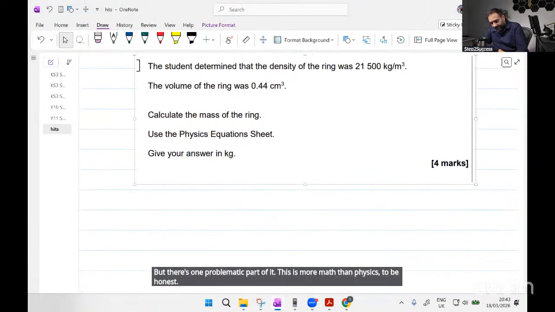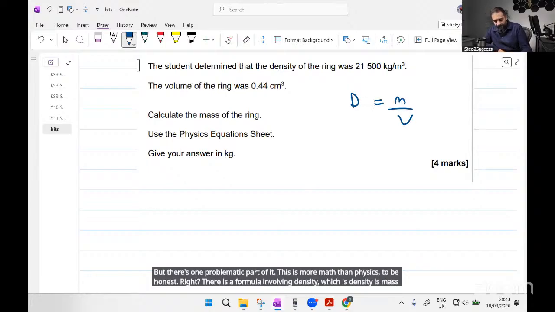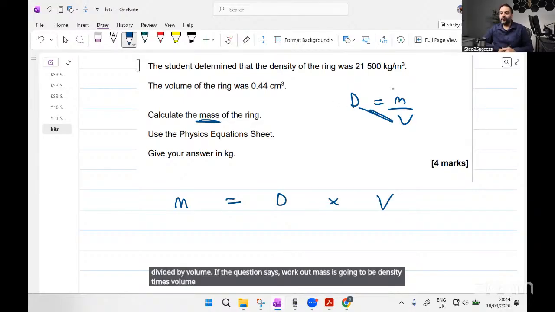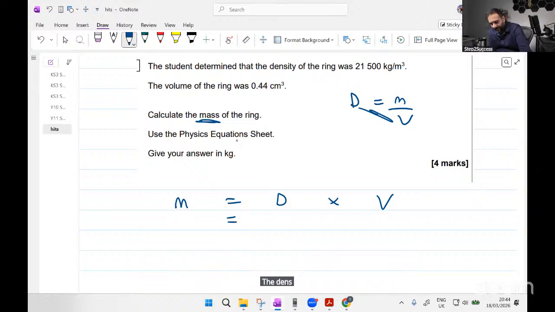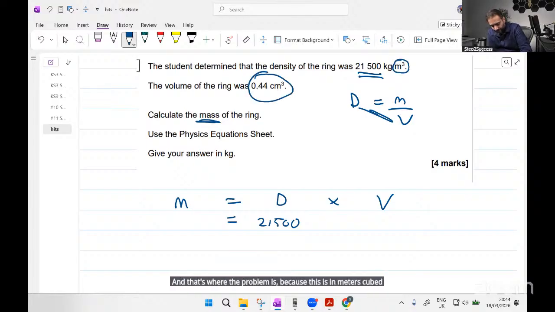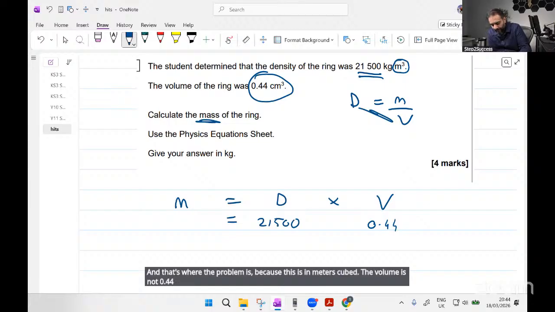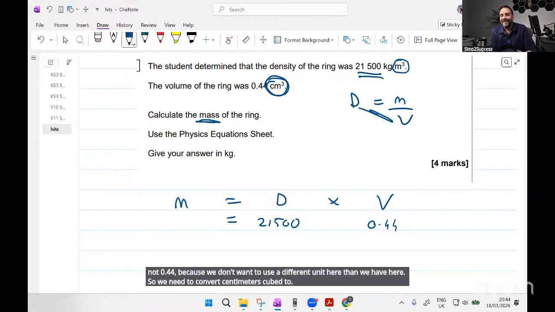Right, there is a formula involving density, which is density is mass divided by volume. If the question says work out mass, it's going to be density times volume. Then we have to look at the units and everything that's given to us in the question. The density is 21,500 kilograms per meters cubed. And that's where the problem is, because this is in meters cubed. The volume is not 0.44 because we don't want to use a different unit here than we have here. So we need to convert centimeters cubed to meters cubed.